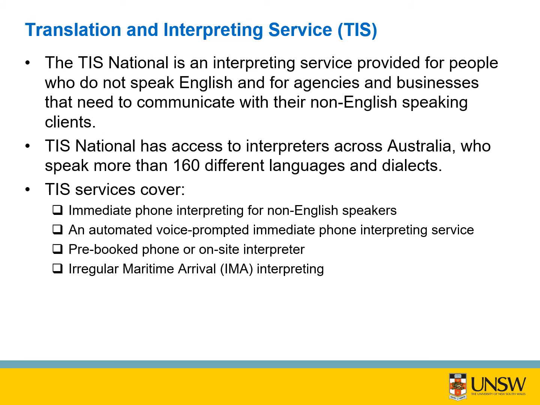Meanwhile, the Translating and Interpreting Service is an interpreting service provided for people who do not speak English and for agencies and businesses that need to communicate with their non-English speaking clients. TIS National has access to interpreters across Australia who speak more than 160 different languages and dialects. TIS services cover immediate phone interpreting for non-English speakers, automated voice-prompted immediate phone interpreting, pre-booked phone or on-site interpreters, and irregular maritime arrival interpreting as well.